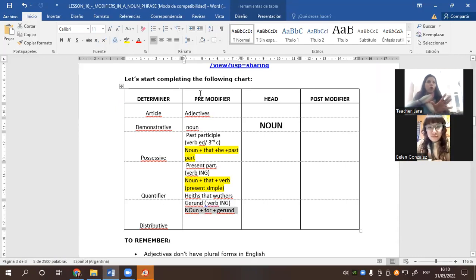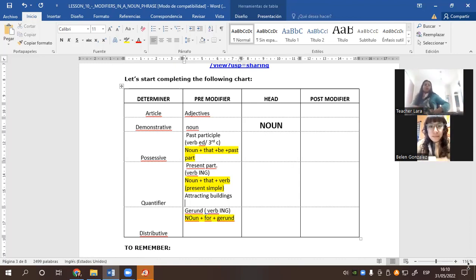Okay, let's think of another one. It could be attracting buildings. Attracting buildings. Okay, let's apply the rule.